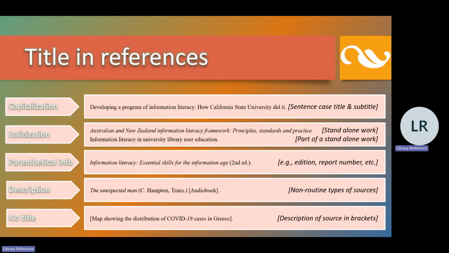So the example I have included here is the following. I wanted to cite a map, an actual map, which was showing COVID cases in Greece. So I described it as map showing the distribution of COVID-19 cases in Greece, and I enclosed the description in brackets to indicate that this is not a real title. It's a title that I invented. Okay.